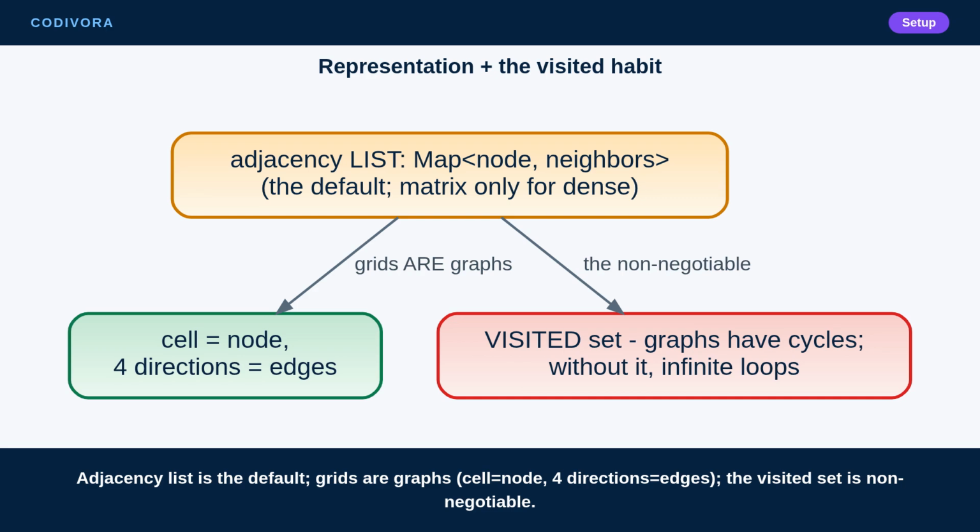Then the non-negotiable habit, the visited set. Trees have no cycles, so we never needed it. Graphs do, and without visited, your traversal loops forever. Mark on arrival, skip if seen. Every graph algorithm starts here.